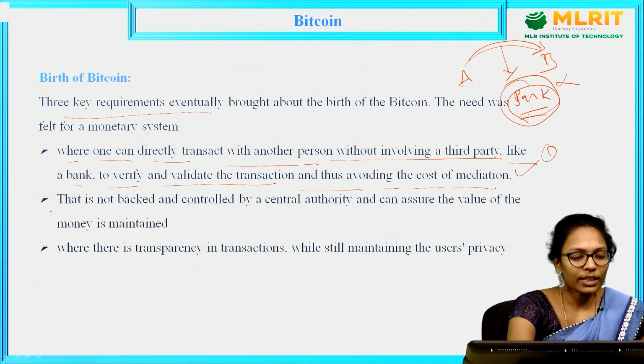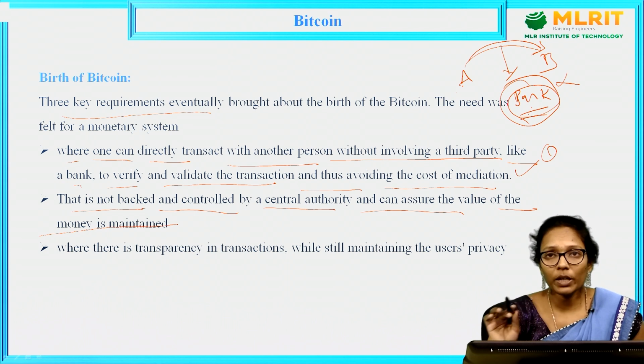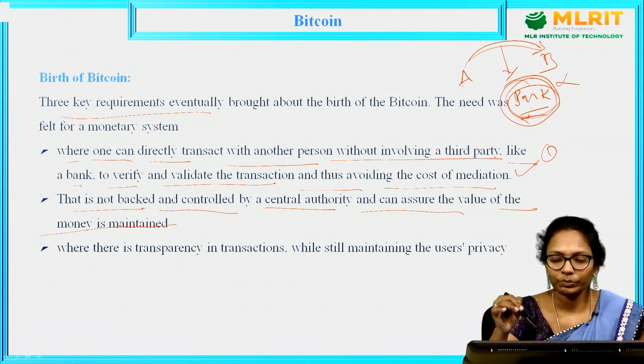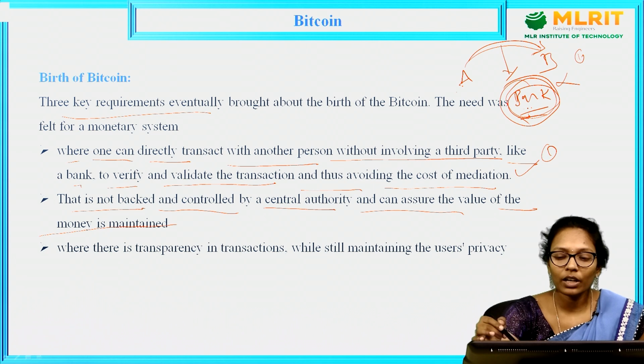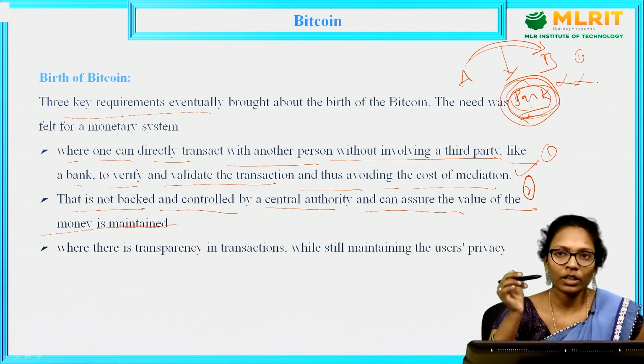And the second one is that it is not backed and controlled by a central authority and can assure the value of the money is maintained. So there should be no central authority. The same thing applies in the second requirement: I don't want this bank to control the transaction. In the first requirement, the intermediary bank is doing the validation. But in the second point, it is controlling the accounts, right? A and B accounts are controlled by this bank. I don't want any central authority to control my wallet or amounts.